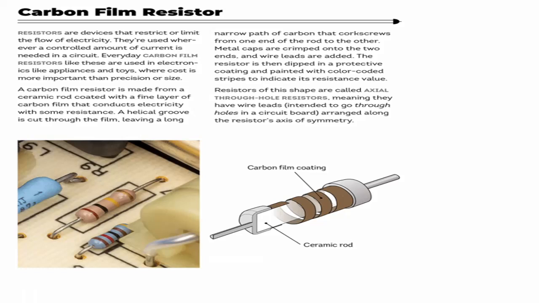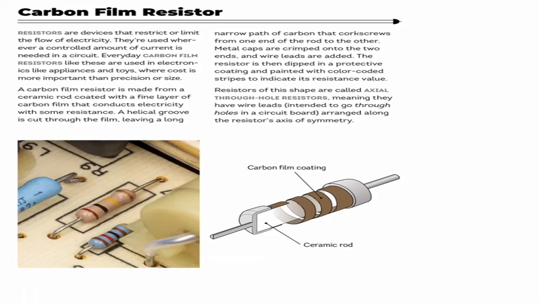A carbon film resistor is made from a ceramic rod coated with a fine layer of carbon film that conducts electricity with some resistance. A helical groove is cut through the film, leaving a long, narrow path of carbon that corkscrews from one end of the rod to the other. Metal caps are crimped onto the two ends, and wire leads are added. The resistor is then dipped in a protective coating and painted with color-coded stripes to indicate its resistance value.